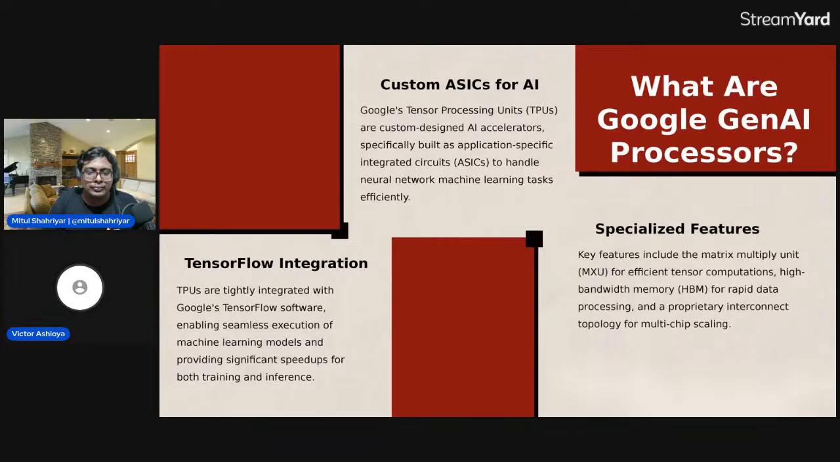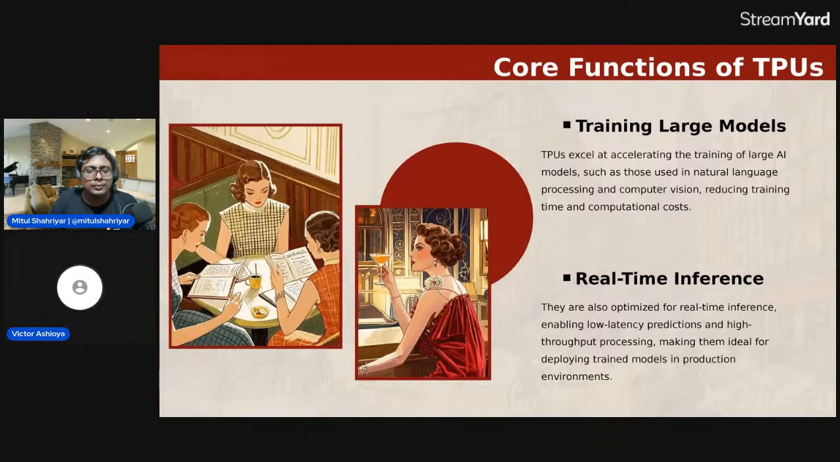Okay, so enough from TPUs now. Now we're going to move forward to look at the core functions, training large models. Gemini is trained on TPU. The original, even the second iterations, were trained on TPU. So with TPU, we would say it's accelerating the training of large AI models.